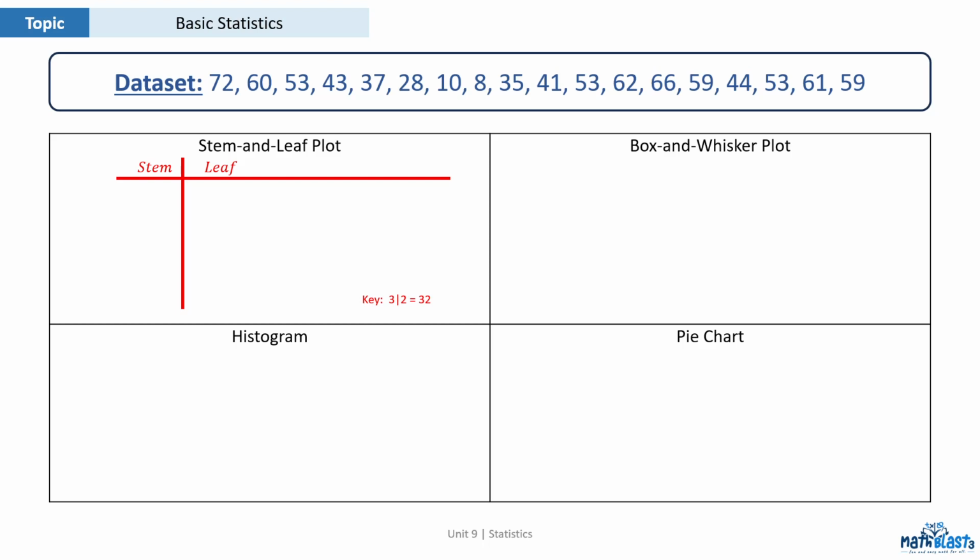The stem represents the first part of the value, while the leaf represents the other part of the value. For example, for a value 32, the stem is 3 and the leaf is 2. Starting with the stem and leaf of the minimum value down to the maximum value, the visual representation of the data is called a stem and leaf plot.